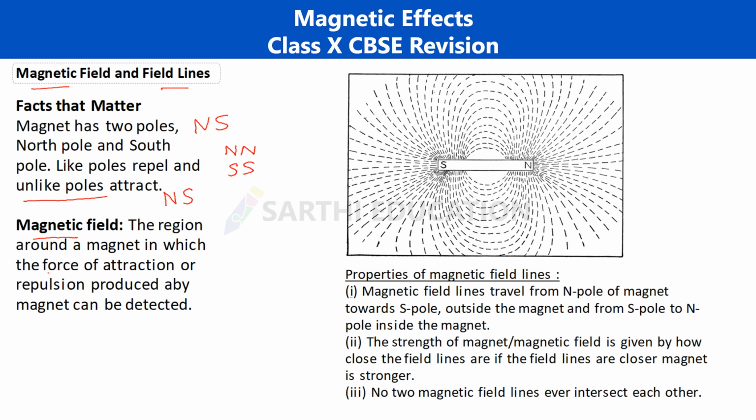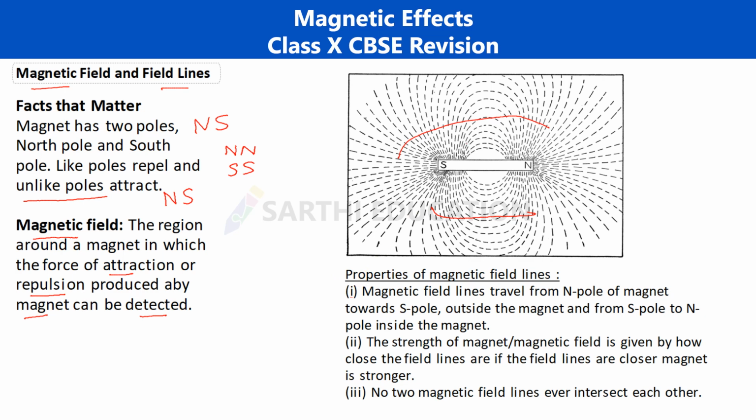Magnetic field is the region around a magnet in which the force of attraction or repulsion produced by a magnet can be detected. That is, these all are the magnetic field lines.